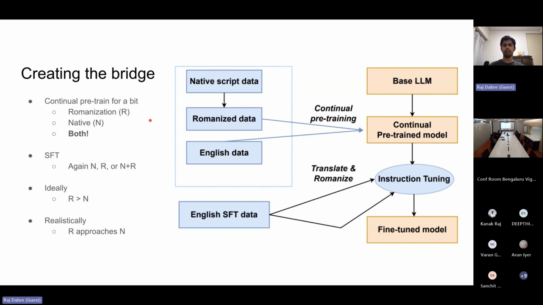So we have different possibilities, right? You can do continual pre-training on romanized data, continual pre-training on native data, or you can do it on both. When you do fine tuning, again SFT, you can do it on native, romanized, or a combination of both. And ideally, the romanized performance should be better than native. But realistically, we want romanized performance that approaches the native script performance.